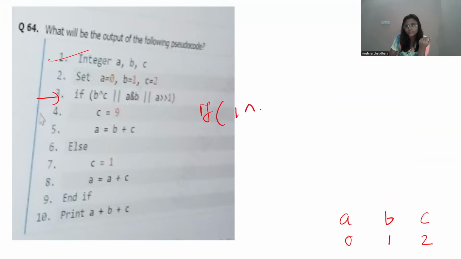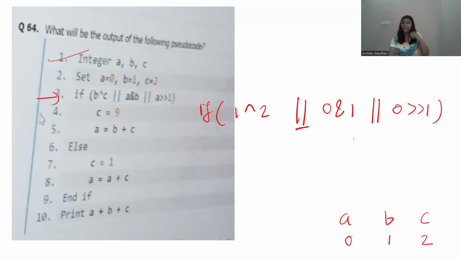So B is 1, XOR C, that means 2. Or, this is logical OR, right? A and B. So A is 0 and B is 1, or A right shift 1. So A is 0, right shift 1. Right? So OR works like, if any of the operands is 1 or true, the whole will be true. The resultant will be true only. Right? So if it is true, we will not go further, because we already found that yes, it is true. So the whole condition is going to be true only. But if it is not true, then we need to check further as well, because at least one should be true, right?